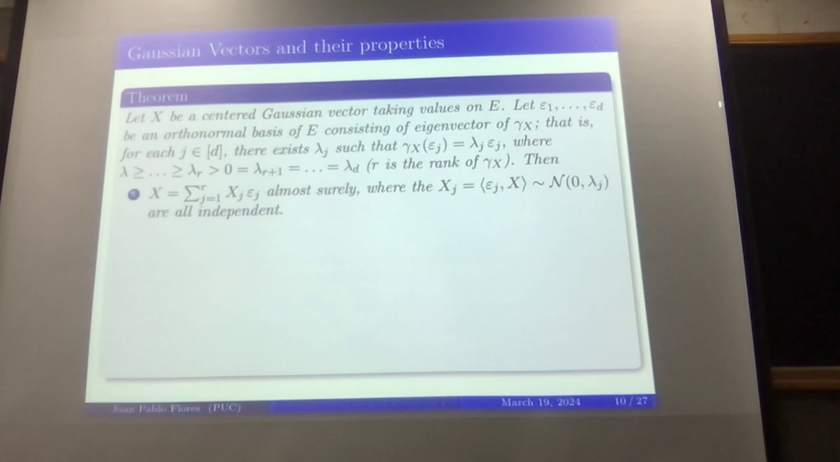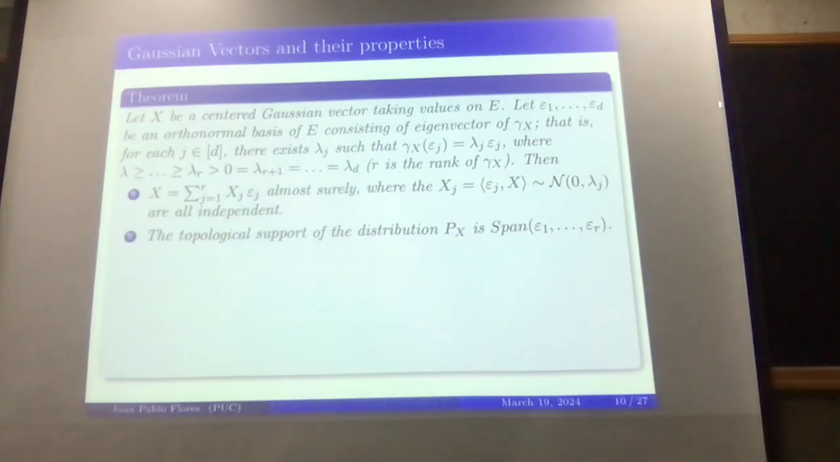Here's a typo: lambda 1, yes. So lambda r is going to be the last eigenvalue that is positive. From lambda r plus 1 to lambda d, they are all zero. So r is going to be the rank of the endomorphism. The first statement is that X can be written in this way. Instead of summing to d, we can sum to r. That is pretty obvious, since all the other eigenvalues are zero.